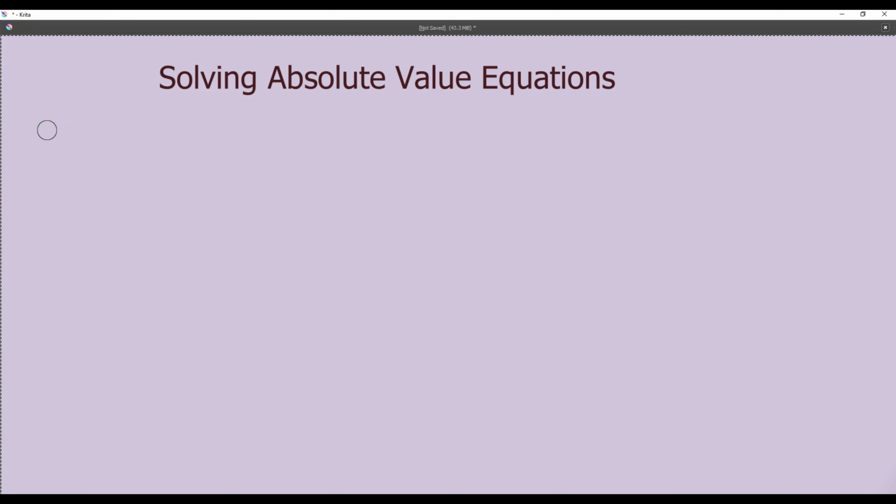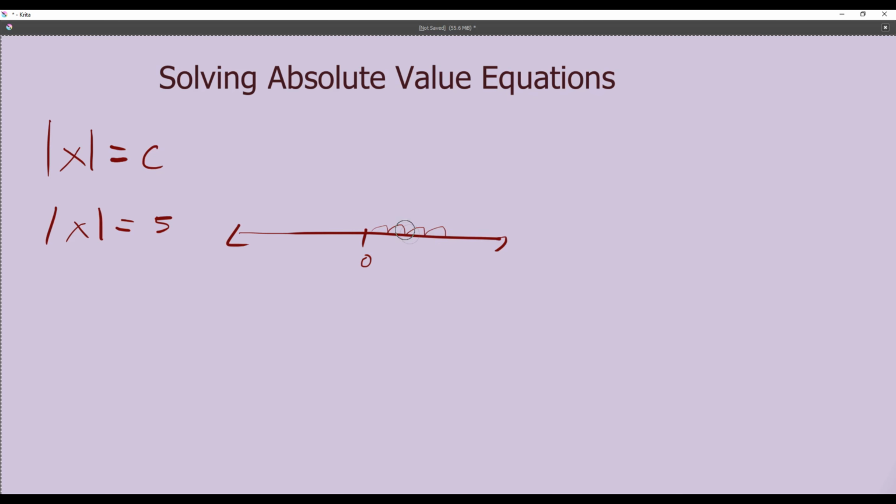Okay, so today's lesson is on solving absolute value equations. Before we start, you need to understand what absolute value means. If the absolute value of a number x is equal to c, it means that whatever value x is, it has to be c distance from 0. For example, if I have the absolute value of x equal to 5, what that means is on a number line, you have a 0 and you go 5 places away from 0, 1, 2, 3, 4, 5, you get to that point, and that is your x.